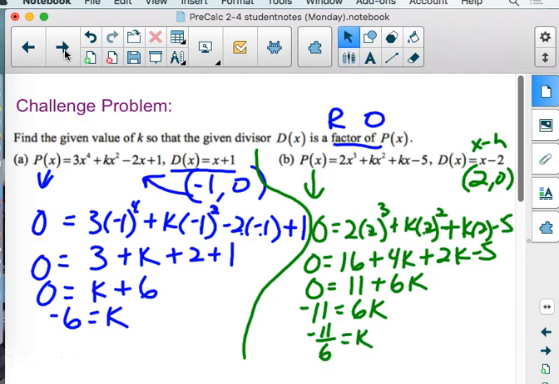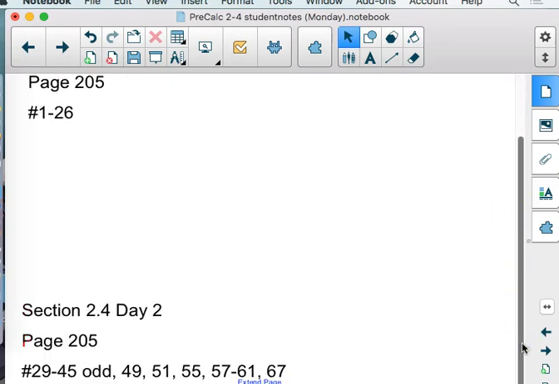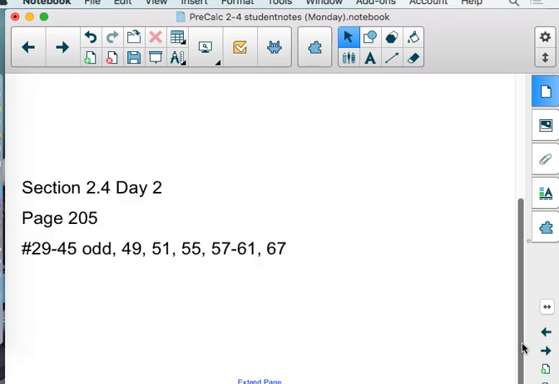So these problems are not difficult mathematically. It's just that you have to pick up on the fact that one little word, factor, is so important because it means it's going to give us a 0. And now, we are done with all of our wonderful objectives from 2-4. We had used long division and the division algorithm, used the remainder and factor theorems, used the rational 0 theorem, find upper and lower limits, and the day 1 assignment was 1 through 26.